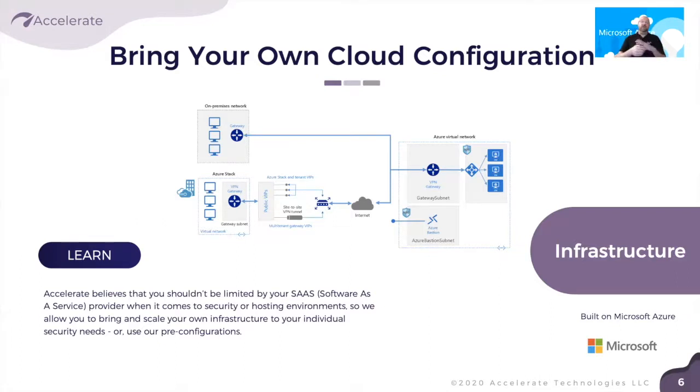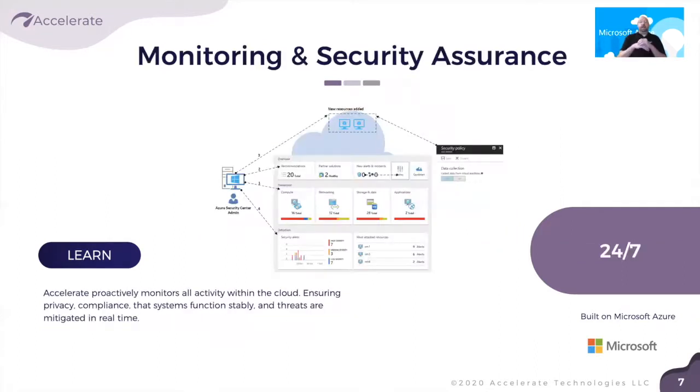That can be in Azure, could also be in AWS, even though this is an Azure conversation where this software can be installed. So we allow you to bring and scale your own infrastructure if you want to your own individual security needs, or use our pre-configurations, and we talk you through that as we go and do setup. Monitoring and security assurance. So we are proactively monitoring all activity within the cloud, right? Ensuring privacy, compliance, and that systems function stably and threats are mitigated in real time. A lot of things within Azure, you can do the monitoring and security very simply, right?